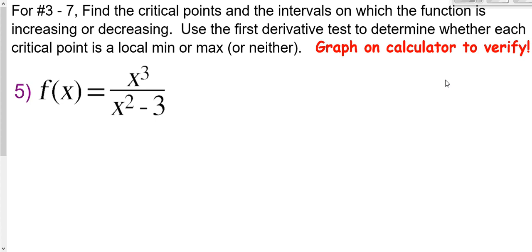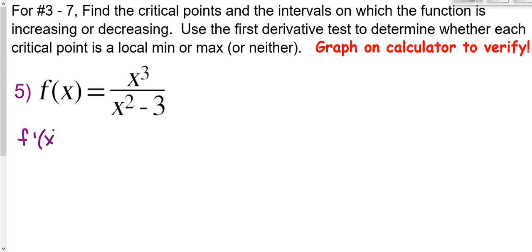Welcome back everybody. Here is the second part of our lesson on the first derivative test. And here's another function. We'll find the critical points and the intervals on which the function is increasing or decreasing, and we'll use the first derivative test to determine whether each critical point is a local minimum or maximum or neither. So here we have a rational function, and we need to start by finding its derivative.